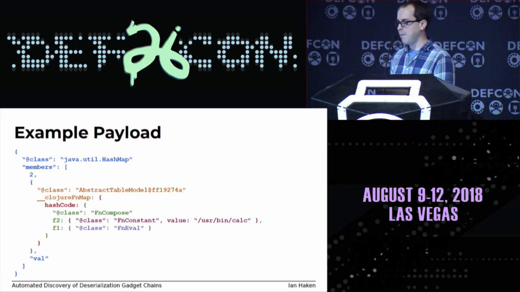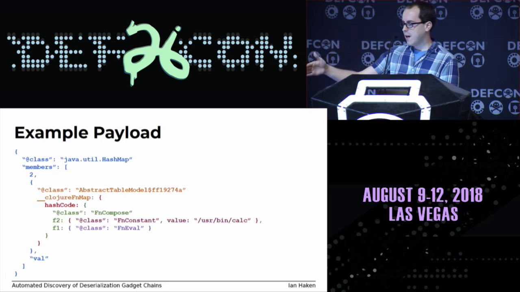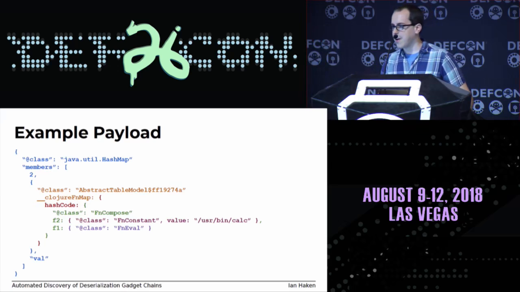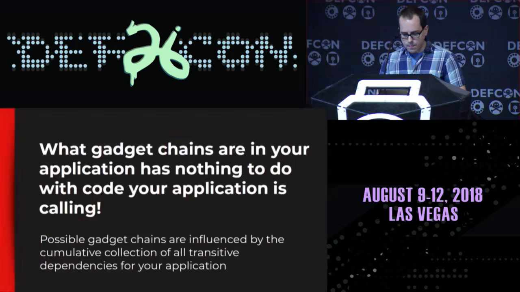You wrap things in a hash map. As its members, you use this abstract table model class with the dangerous hashCode implementation as the hash code. You use this compose function, and then you supply the values you want for each of those two functions inside there. And then you can execute whatever binary or command you want.